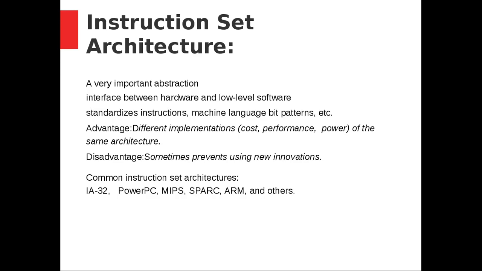Speaking of some common ISAs which you must know, there are the IA32, then IA64, then you have PowerPC, then MIPS, which we'll be talking about in this course. Then you have the SPARC, then ARM. You must be knowing about ARM, as most mobile phones that we are using consist of ARM ISAs. Then you also have this x86 architecture of Intel.